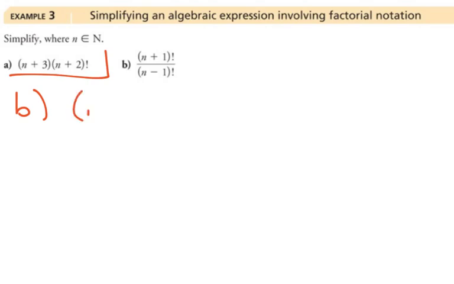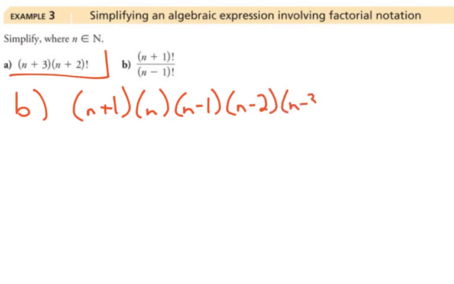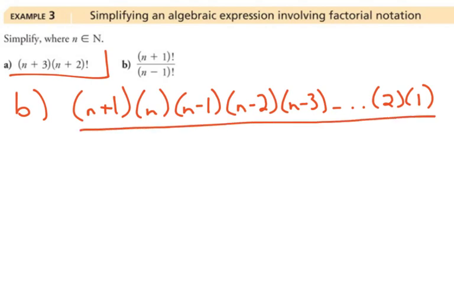N plus 1 factorial would start it off as n plus 1, multiplied by a number 1 less than that, which would be n. 1 less than that would be n minus 1. 1 less than that would be n minus 2. 1 less than that would be n minus 3, and so on, and we know we'll end times 2 times 1. Now, the amount of terms that you write out is up to you. I limited myself based on the space I had.